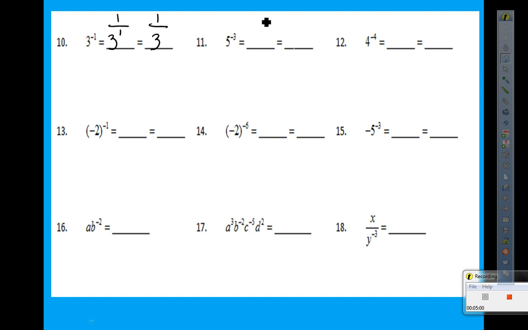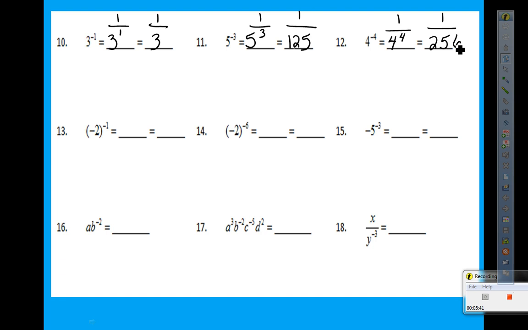Number 11, 5 to the negative third is the same thing as 1 over 5 to the third. Now you might grab your calculator, but the only thing that I want you to type in is the 5 to the third part. That's 125. So to get rid of our negative exponents, put it in the denominator. 4 to the negative fourth, that's the same thing as 1 over 4 to the fourth. And if you grab your calculator and go 4 caret 4, or 4 y to the x 4, that's going to give you 256.